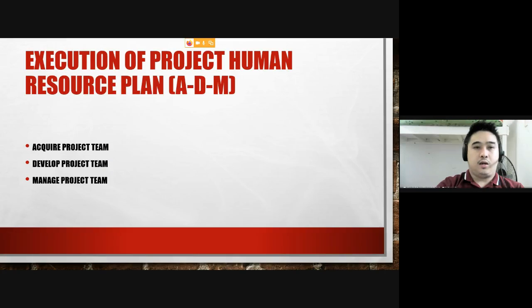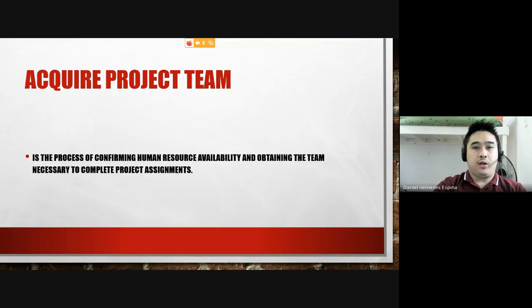Okay, so next is after the planning. So we are done with the planning stage. Now we go to the execution of the human resource plan. Okay, so ADM stands for acquire, develop, and manage the project team. So acquiring the project team is the process of confirming the human resource availability and obtaining the team necessary to complete project assignments. So pwedeng naana mismo sa organization or perhaps you will outsource them, okay, or you will hire them. So it depends sa project.